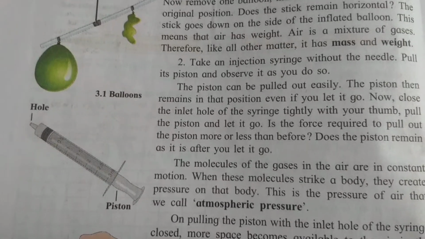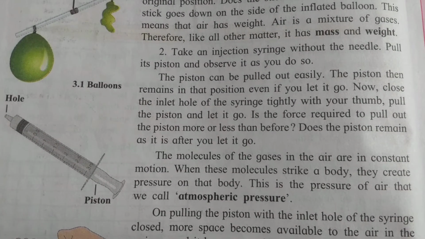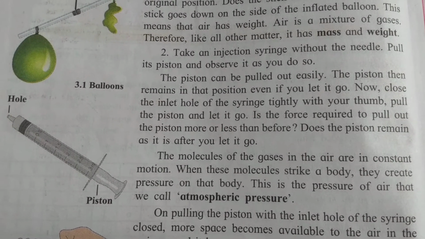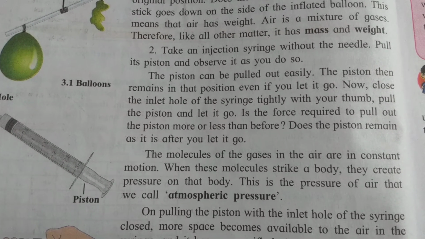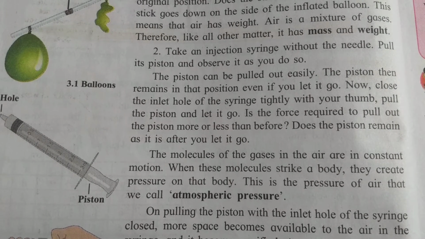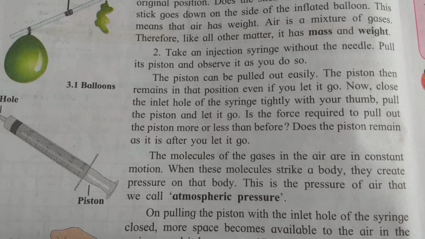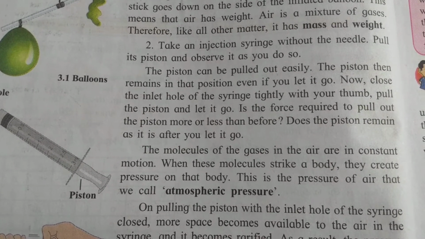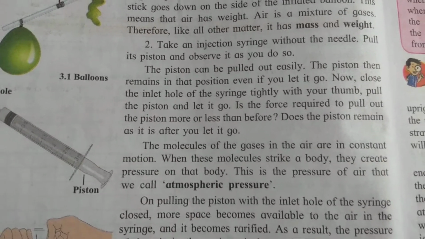The molecules of the gases in the air are in constant motion. They are not at one place. All the molecules of the gases are in motion. When these molecules strike a body, they create pressure on the body. Whenever the molecules of the gases strike any body, they create a pressure, and this pressure of the air we call atmospheric pressure.